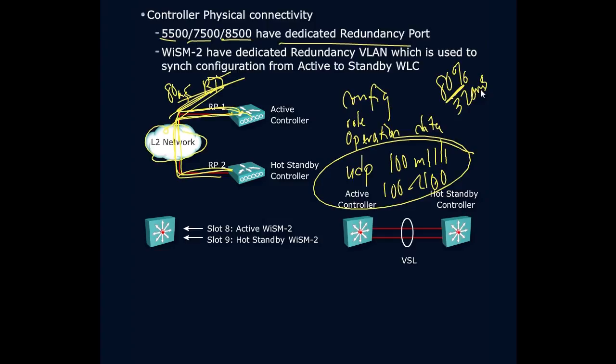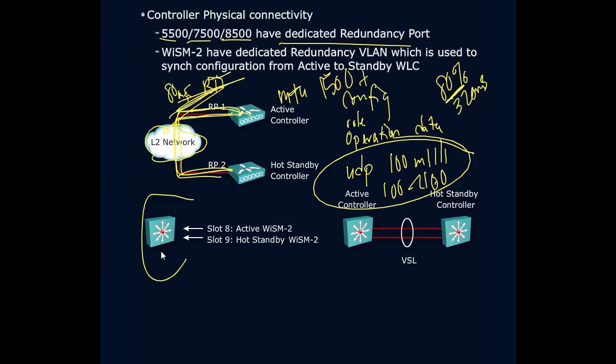On this redundancy port, we have to maintain an MTU size of 1500 or larger. That's pretty much normal operating procedure. And these are for our wireless LAN controllers. But what about our switches? What about our integrated switches, how do we get that to work?